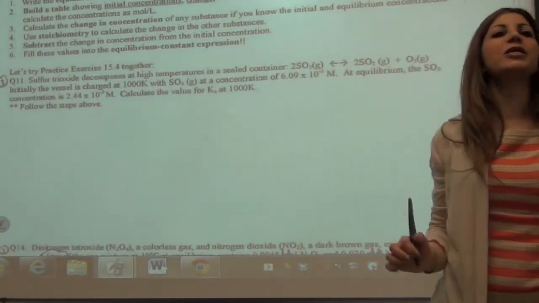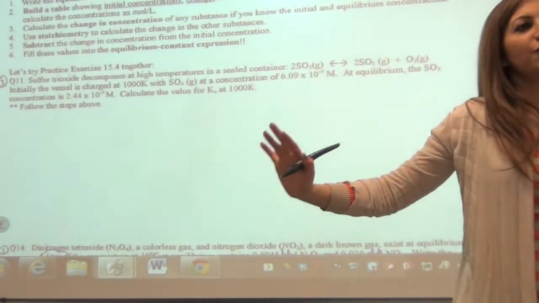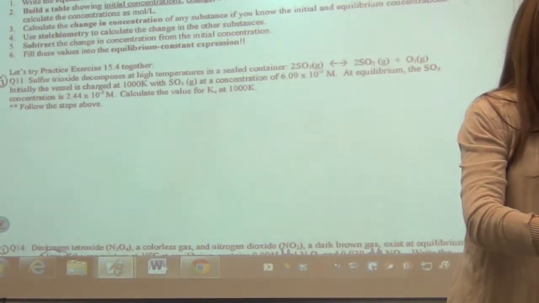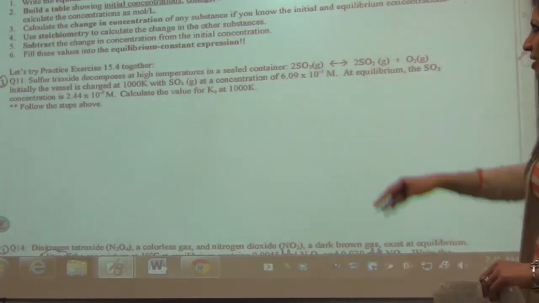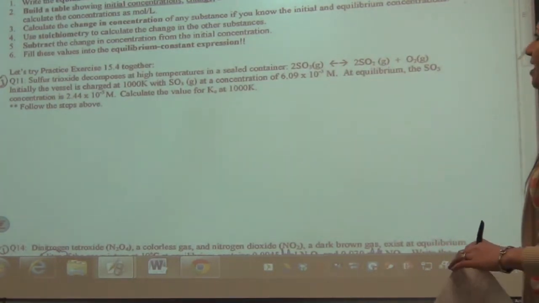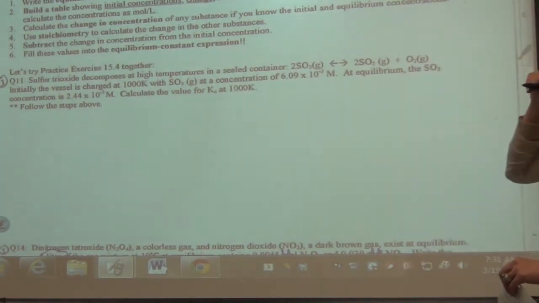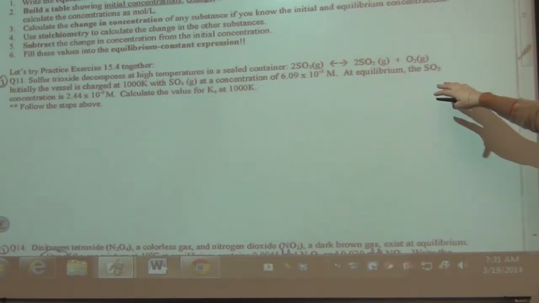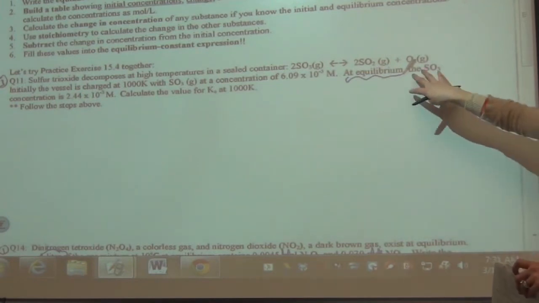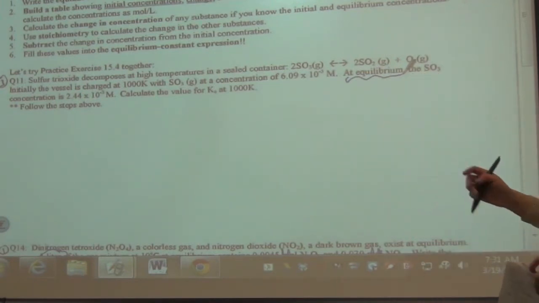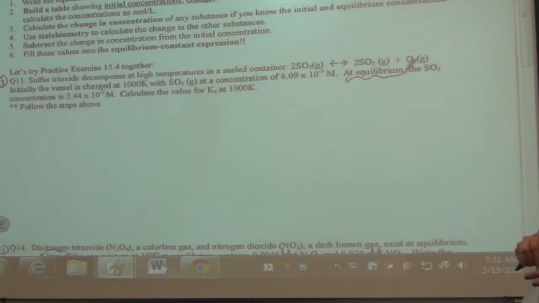Number 3. I want to make sure you understand the difference between being at equilibrium versus not being at equilibrium yet. That's going to be the biggest difference with these problems. Those were really easy. These get to be more difficult. Sulfur trioxide decomposes, and so we have this reaction here. Initially, the vessel is charged at 1,000 Kelvin with SO3 at a concentration of 6.09 times 10 to the negative 3. At equilibrium, it's really important that you see that word. Once you see that, circle it, underline it, squiggle it, whatever you want to do. At equilibrium, the SO3 concentration is that. Calculate your value for Kc at 1,000 Kelvin and follow the steps above.